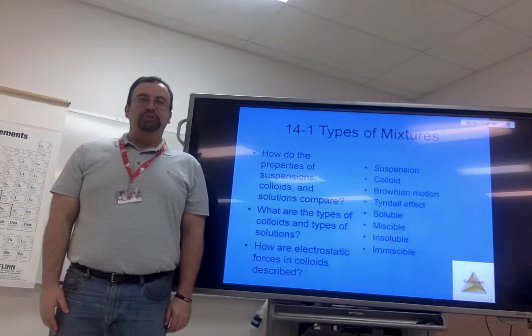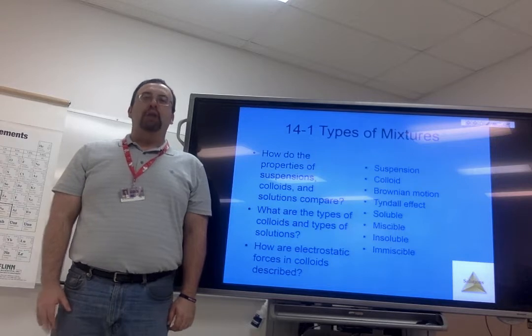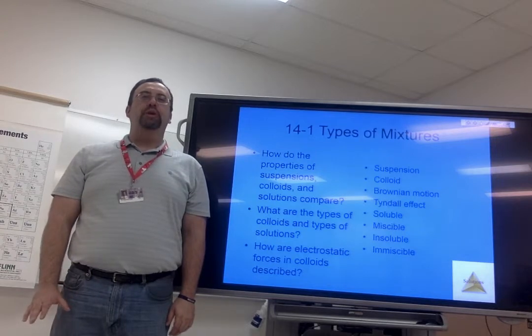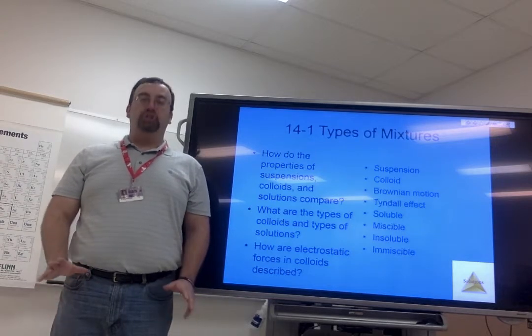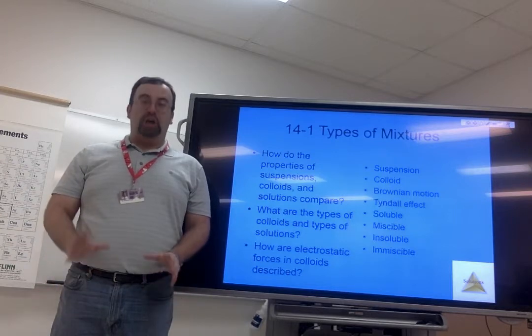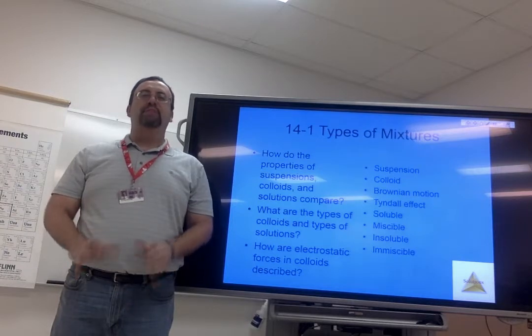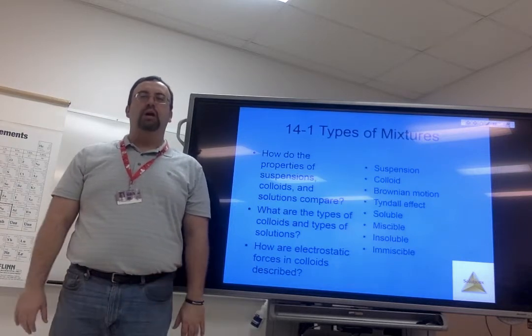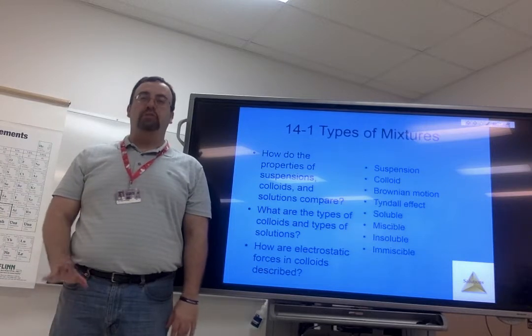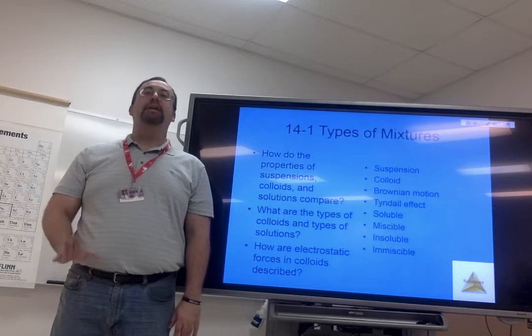Hello, chemistry students. We're now ready to move on to our next topic in chemistry. We're now going to turn our attention to an important concept: solutions. As we talked about last semester, solutions are a specific type of mixture that are evenly distributed throughout. However, we're going to start with types of mixtures.